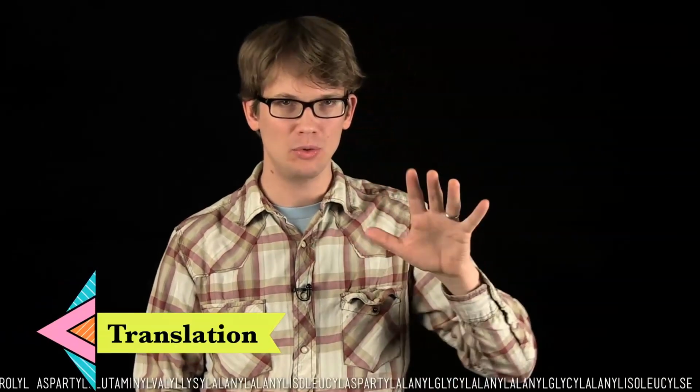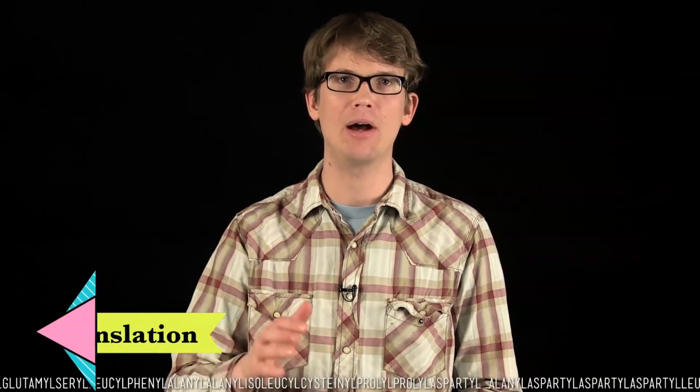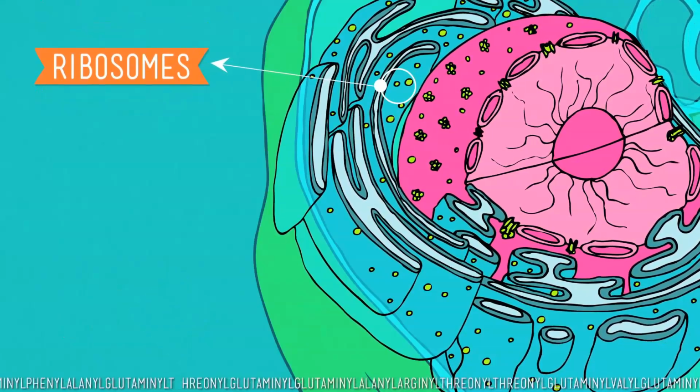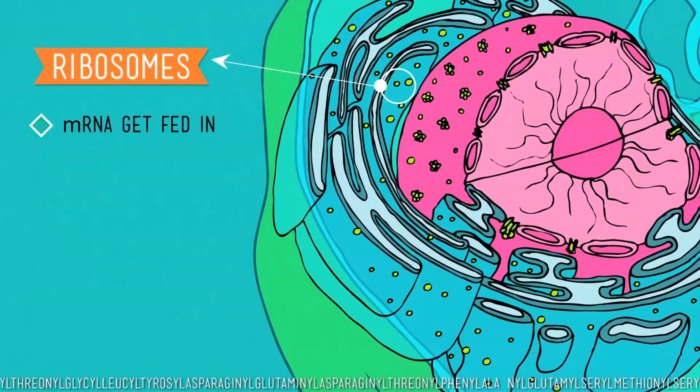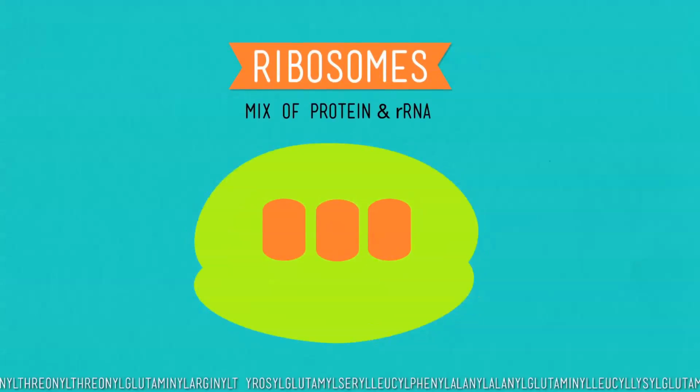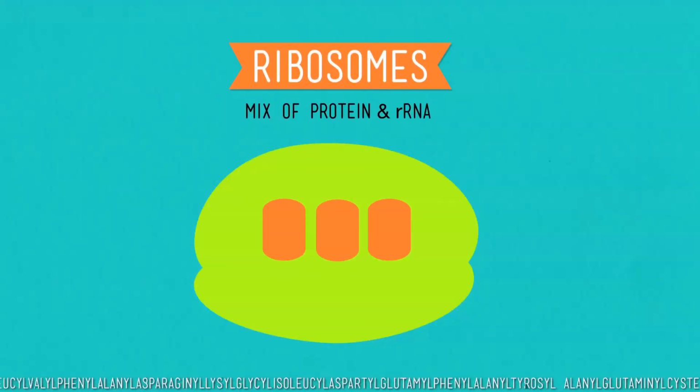So next, rewind your memory or just watch that video again to the episode about animal cells. Do you remember the rough endoplasmic reticulum? I hope you do. Those little dots on the membranes are the ribosomes, and the processed messenger RNA gets fed into a ribosome like a dollar bill into a vending machine. Ribosomes are a mixture of protein and a second kind of RNA called ribosomal RNA, or rRNA. And they act together as a sort of workspace.